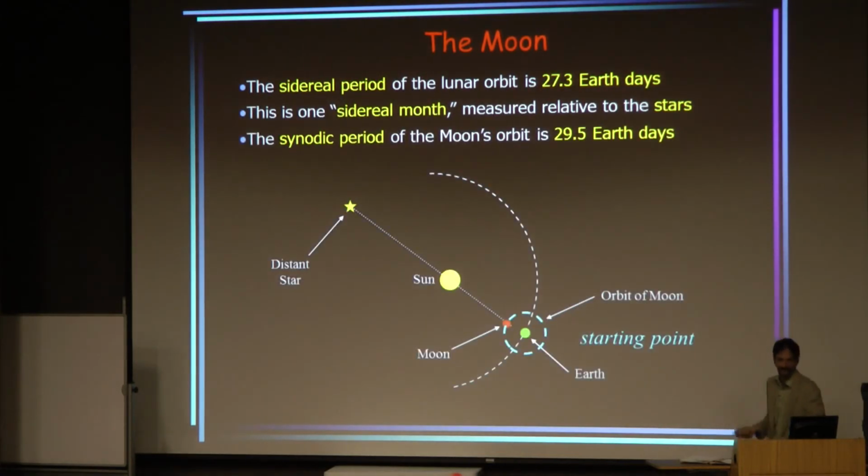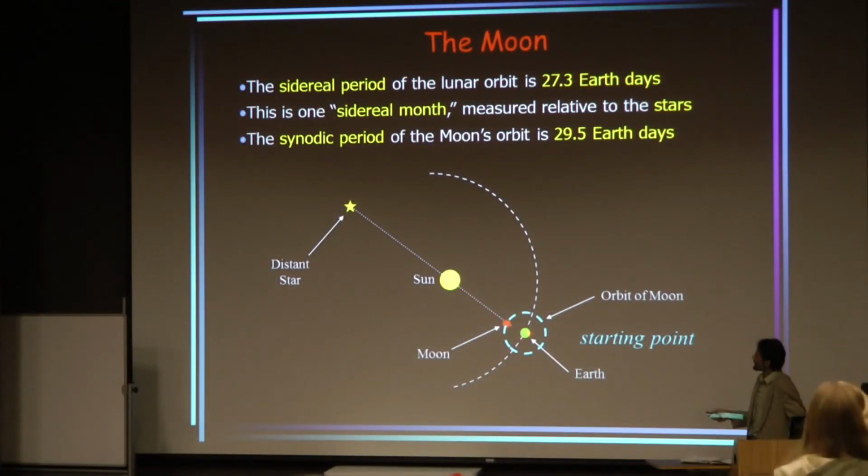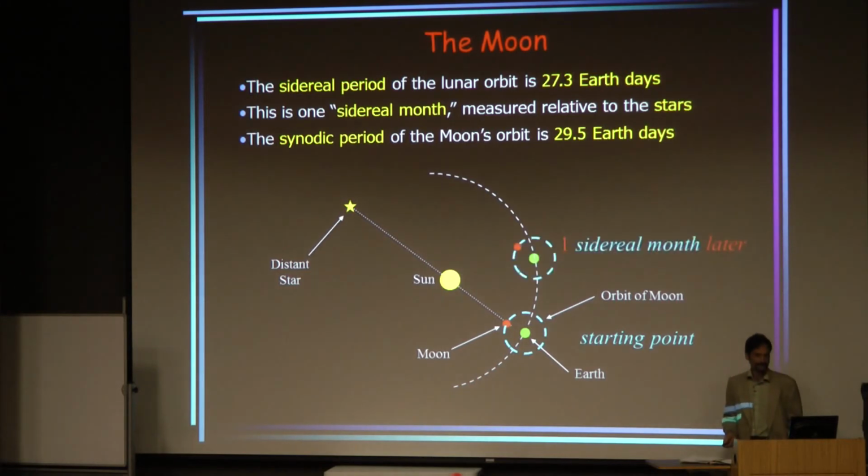Okay, so again, the sidereal period, 27.3 Earth days. That, in other words, would be the time between alignments between the Earth, the Sun, and the Moon and a distant star. Okay, actually not the Sun, just the Earth, the Moon, and a distant star. When we reachieve that alignment one sidereal month later, that's the 27.3 Earth day period of time here.